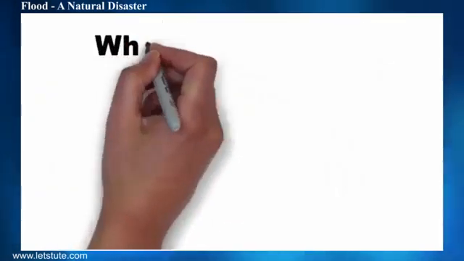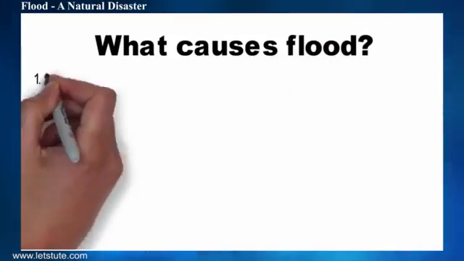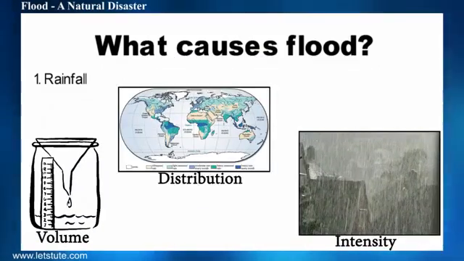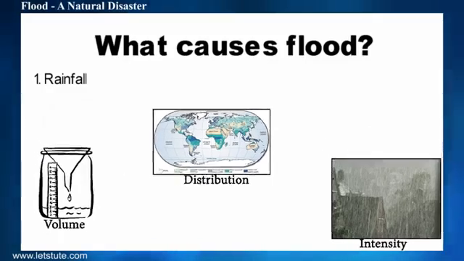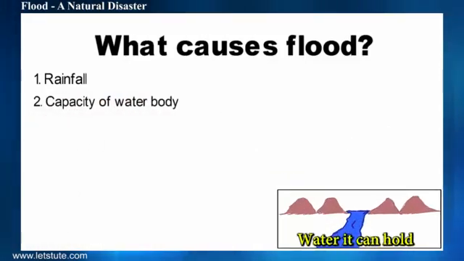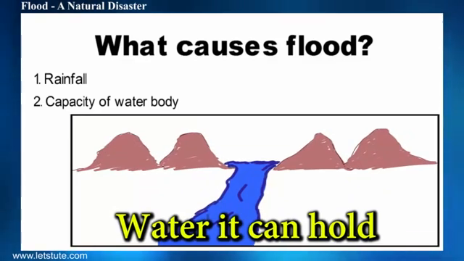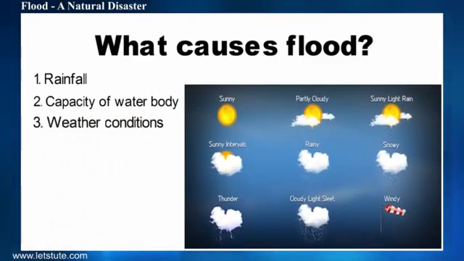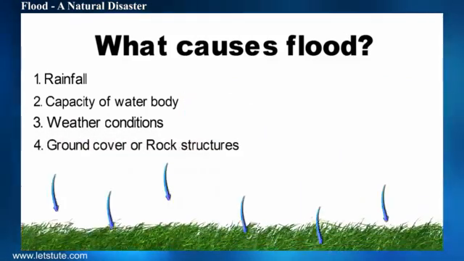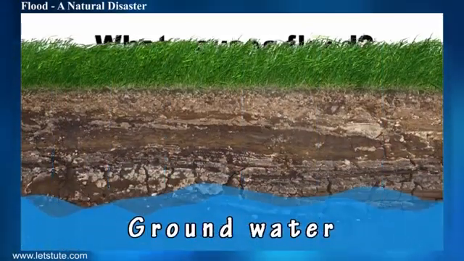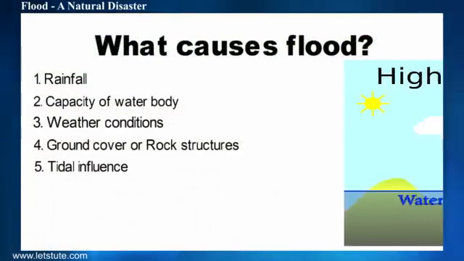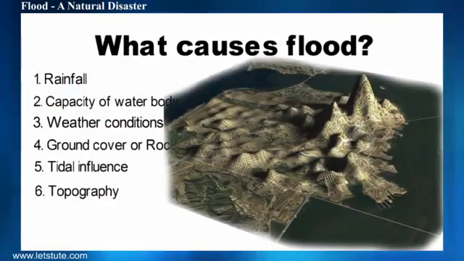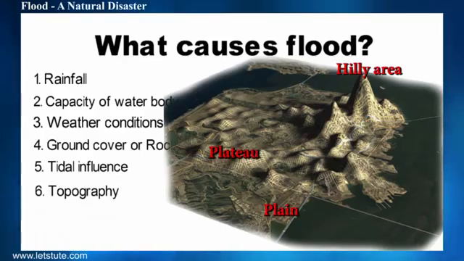Occurrence of a flood would depend on following factors. The first and the most important is rainfall, as to the volume, distribution, and the intensity of rainfall which a particular area receives. The next factor is capacity of the water body, as to how much water can that particular water body hold. The next is the weather conditions prevailing in that region. Another important factor is the ground cover or the rock structures, which would determine the percolation of water. The next one is the tidal influence, as to whether there is a high tide or low tide.